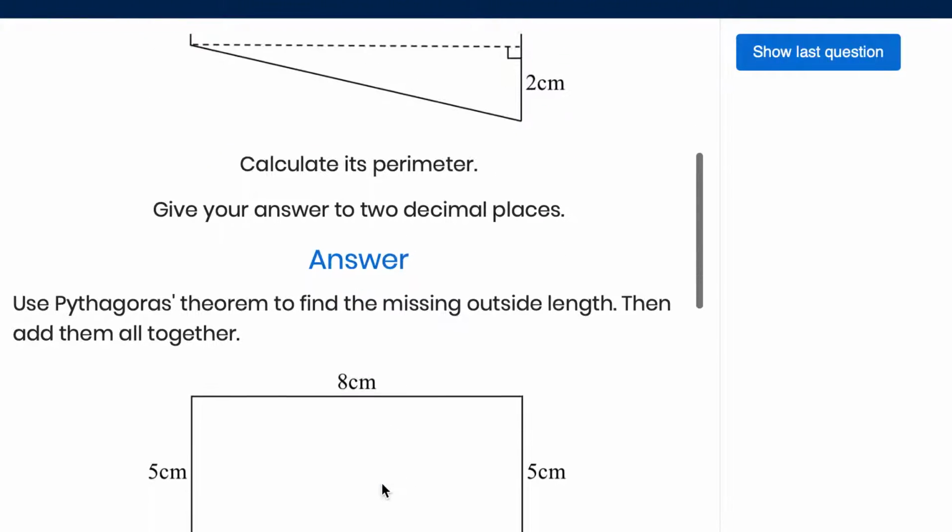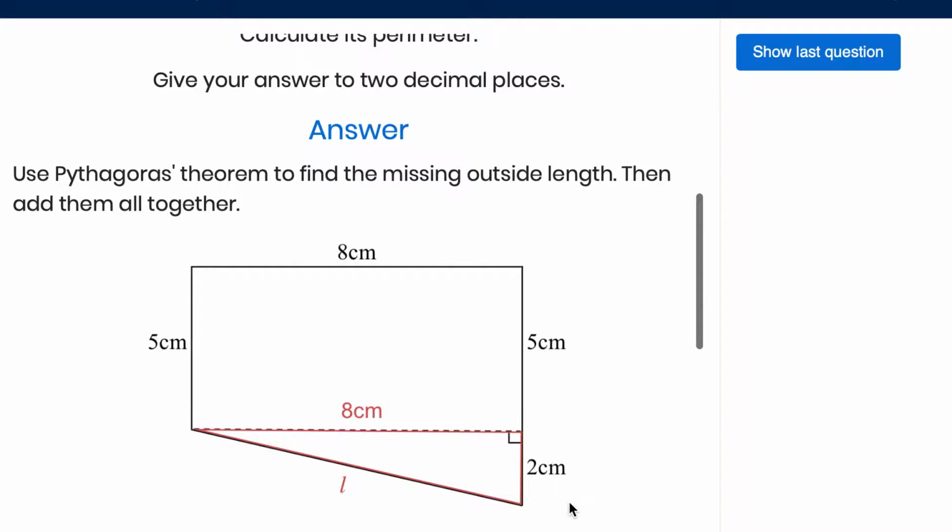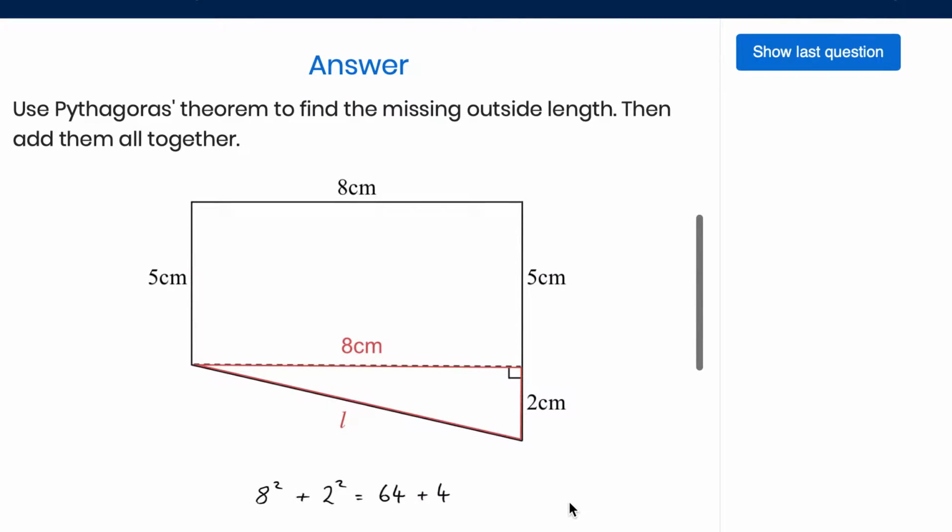Okay, so let's see the method. We'll first use Pythagoras' theorem to find the missing outside length, then we'll add them all together. Now to find this length L here at the bottom, we need to focus on the right-angled triangle. It has a base length of 8 centimeters because the width of the rectangle is 8 centimeters, and a vertical height of 2 centimeters. Using Pythagoras' theorem, we square these sides and add them together to get 8 squared plus 2 squared is equal to 64 plus 4.